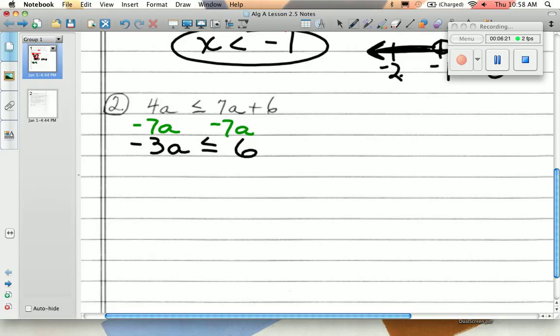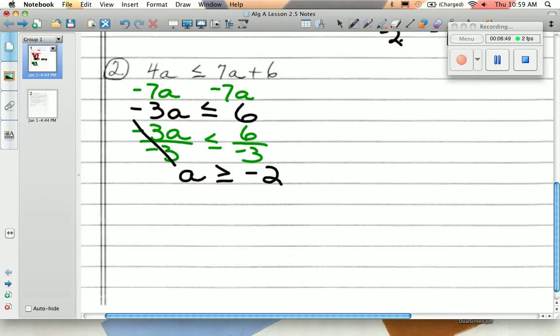Divide by negative 3. So negative 3A gets divided by negative 3, and 6 gets divided by negative 3. And if you divide or multiply by a negative, you have to reverse the symbol. Yeah, so we divided by a negative, so A is by itself. We divided by a negative, so we have to reverse the symbol, and it's negative 2. And the other really nice thing about this one is that our variable turned out to be on the left side. So that's a cool thing too.